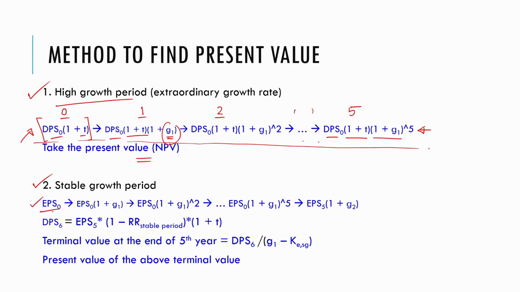So what is that? First of all, we will note the EPS 0 value, that means the earning per share of the most recent year. Then we will project the earning per share again in the similar manner up to year 5. So this is year 0, this is year 1, year 2, this is 3, 4, and this is again year 5, exactly similar to this. And please remember, while projecting the EPS, we are not using the G2 growth rate. We will again use the G1 growth rate.